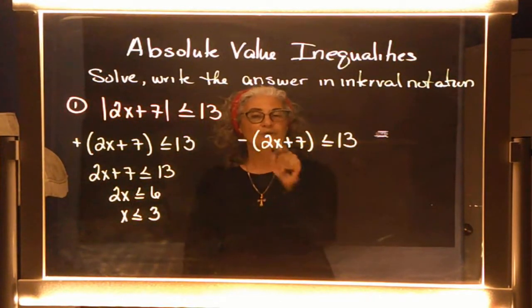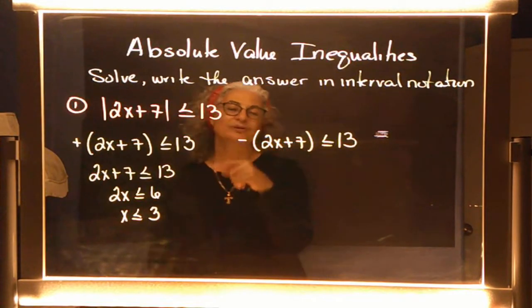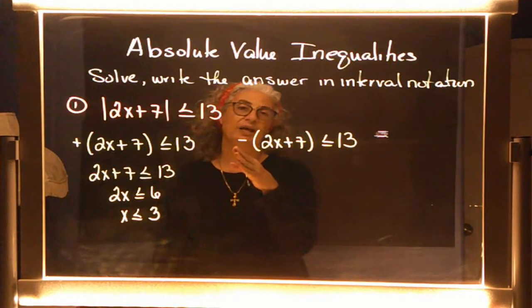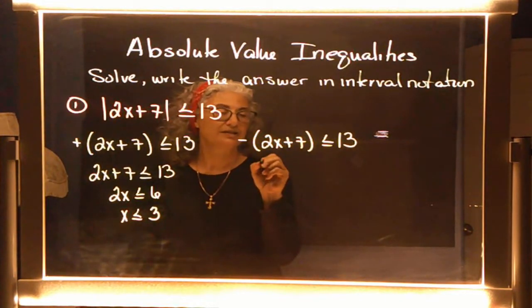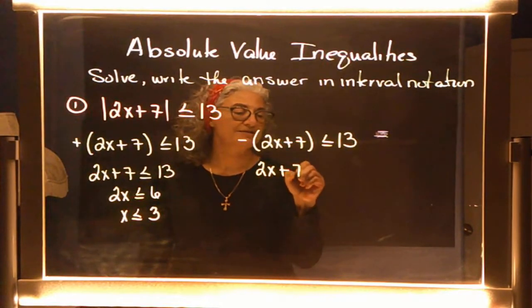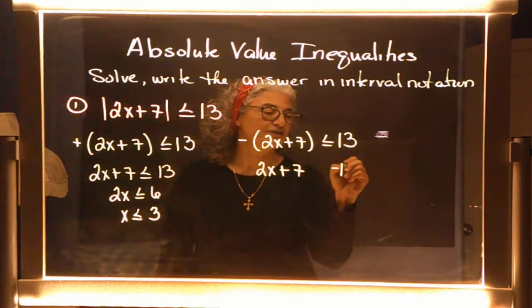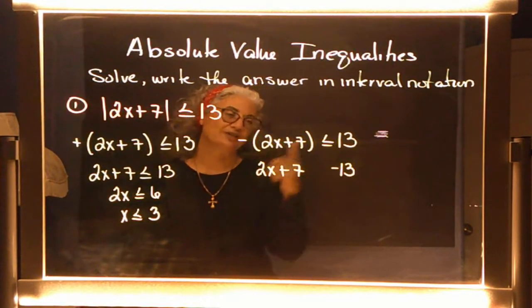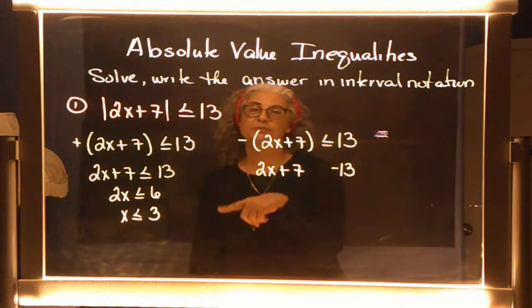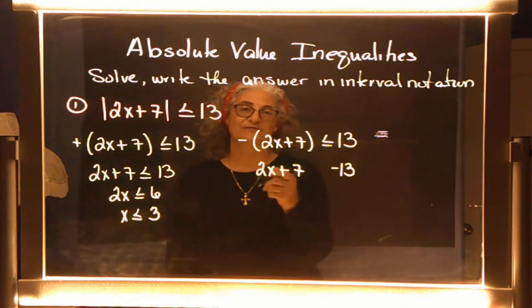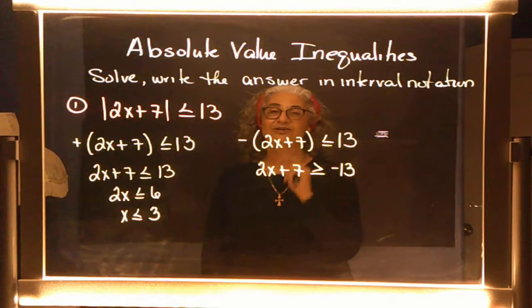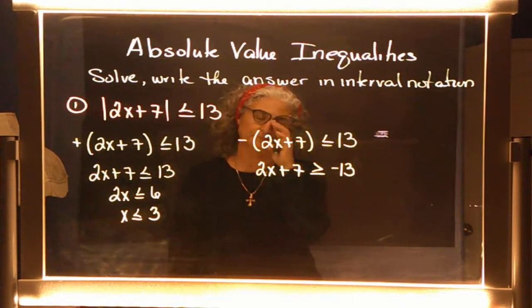Excellent. What about this one? Yeah, I don't want the negative sign here either. So just like we did before, we're going to multiply or divide both sides by this negative to get rid of it. Which means I'm going to have 2x plus 7. And on this side, it's going to be a negative 13, isn't it? But what happens to the inequality sign when you multiply or divide by a negative number? Excellent. It flips over.